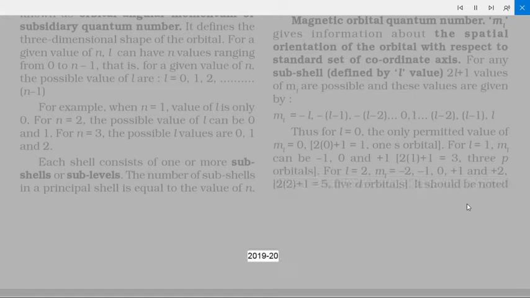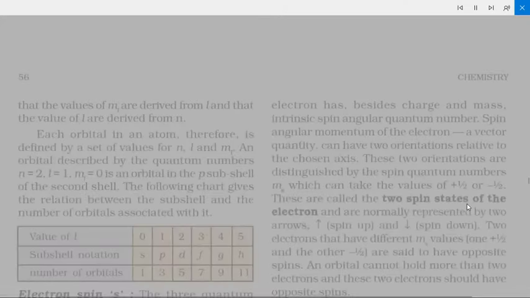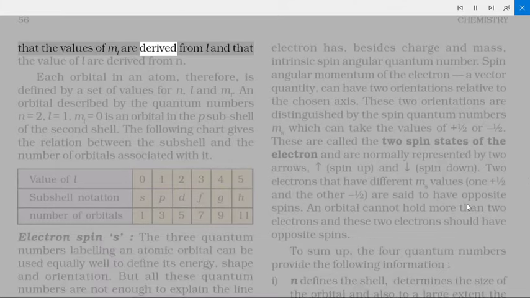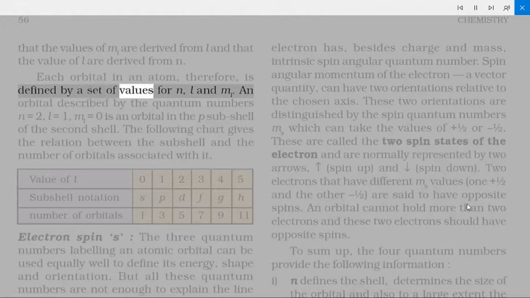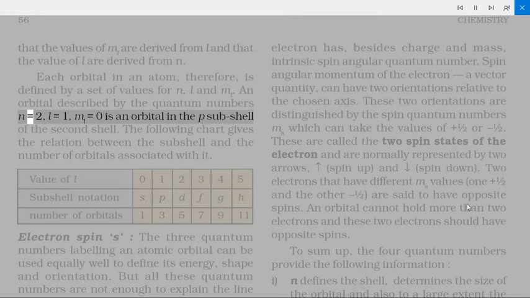It should be noted that the values of m_l are derived from l and that the values of l are derived from n. Each orbital in an atom, therefore, is defined by a set of values for n, l and m_l. An orbital described by the quantum numbers n equal to 2, l equal to 1, m_l equal to 0 is an orbital in the p subshell of the second shell. The following chart gives the relation between the subshell and the number of orbitals associated with it.